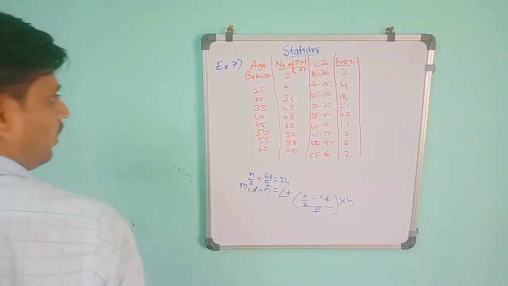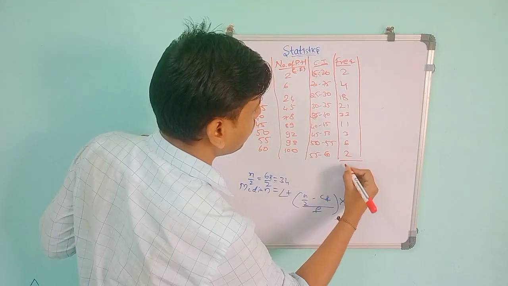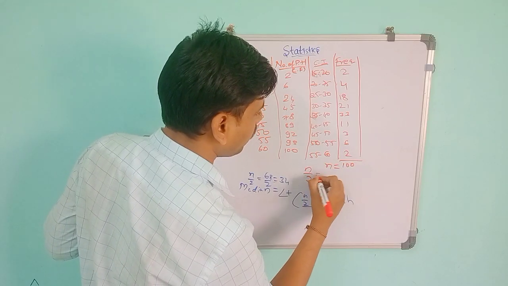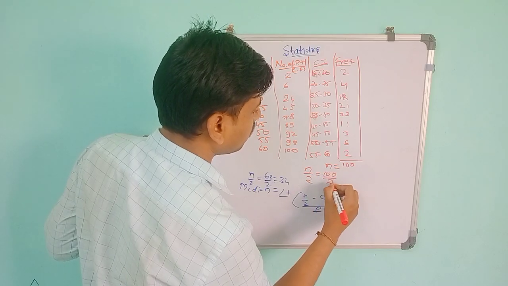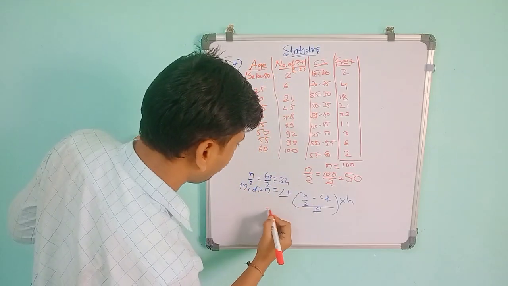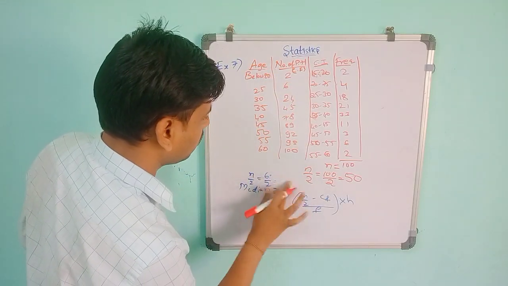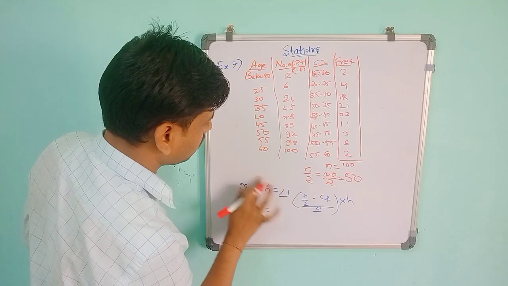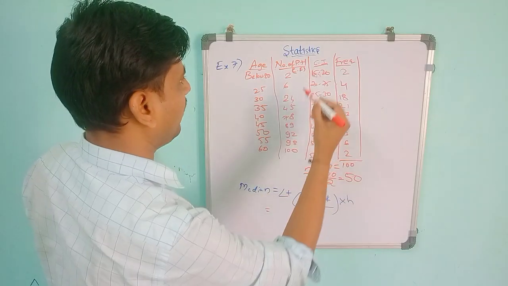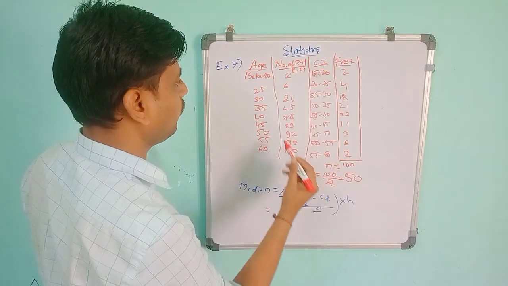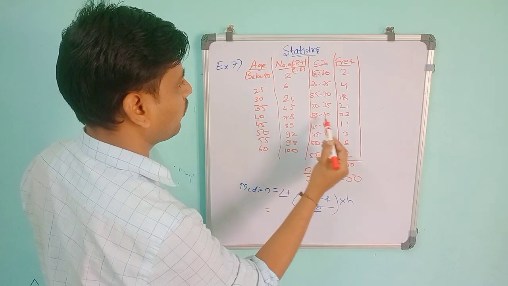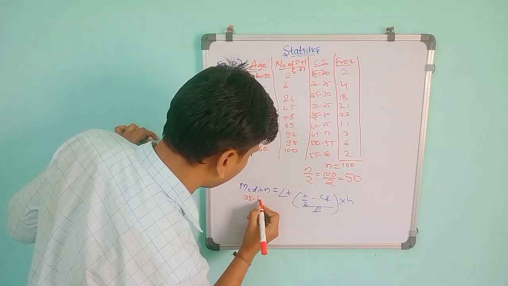The given n value is 100, so this will be the n value. You have to find n by 2, so n by 2 means 100 by 2, which gives you 50. Then we put the values, starting with the lower class limit. Where does 50 lie in the cumulative frequency? 45 is smaller, so 50 lies in 35 to 40. So the median class is 35 to 40.